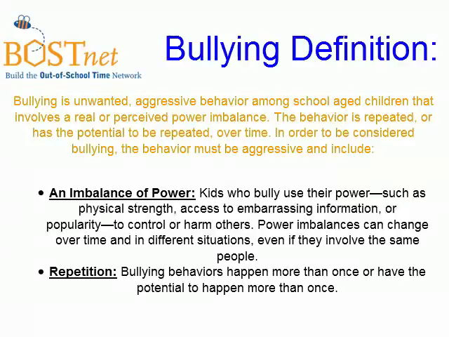The third type is physical bullying, which involves hurting a person's body or their possessions. So this type of bullying could include hitting, kicking, tripping, pushing, spitting, or even taking or breaking someone's things. As you're learning about bullying in this course, it's very important to keep in mind that bullying will look different. It could be verbal bullying, social, or physical, or a combination of the three. It's also important to remember that in order to be considered bullying, the behavior must be aggressive and must include an imbalance of power and be repetitive.